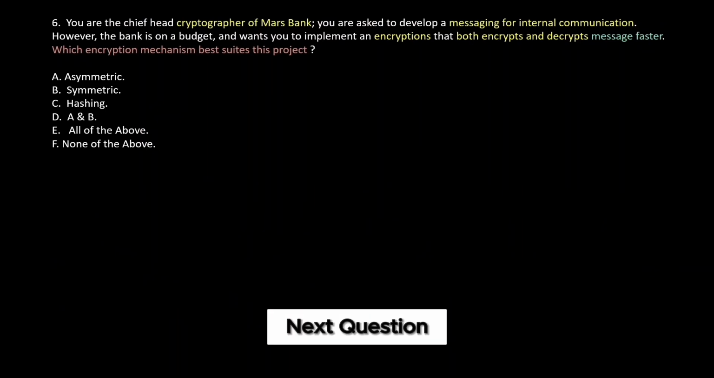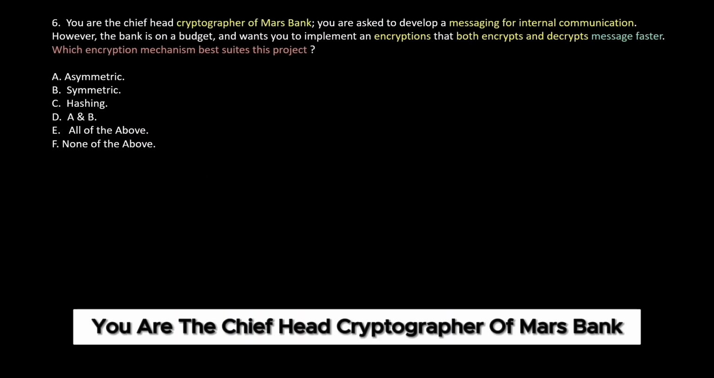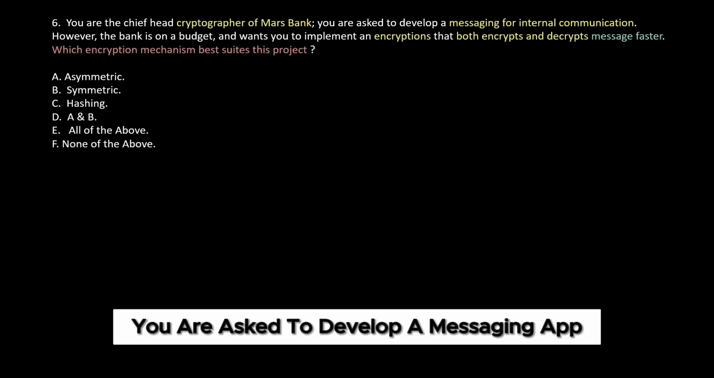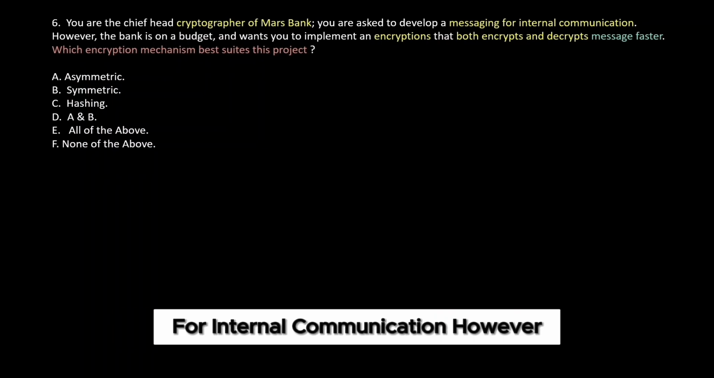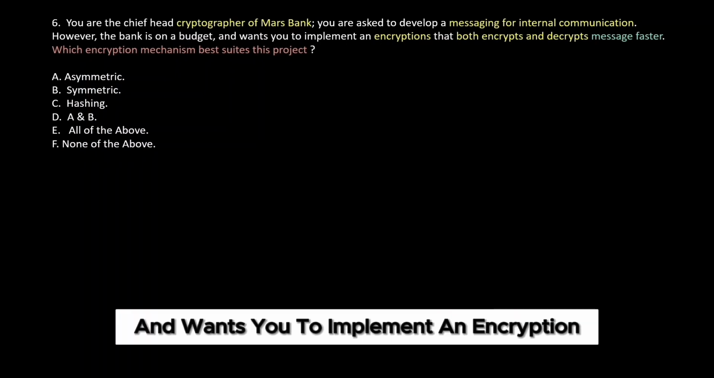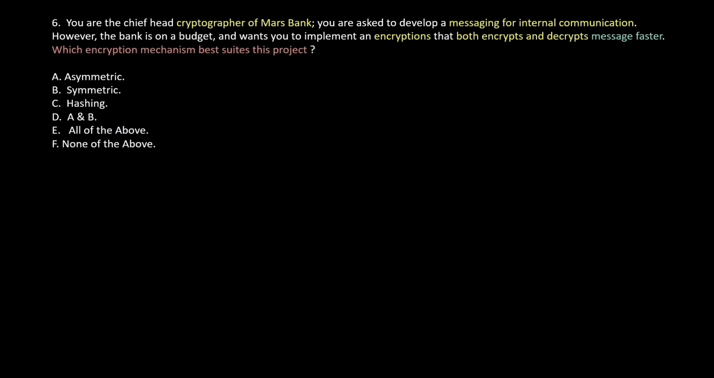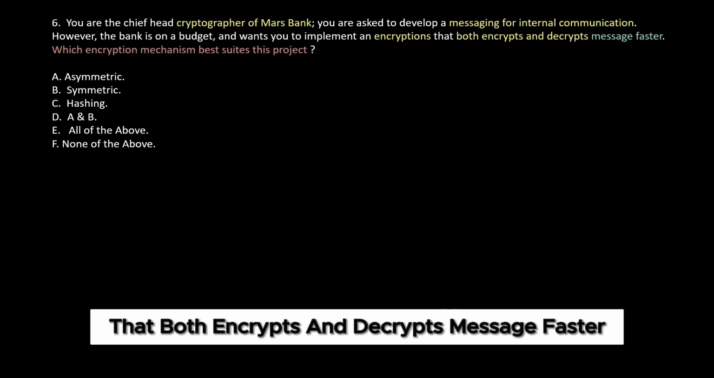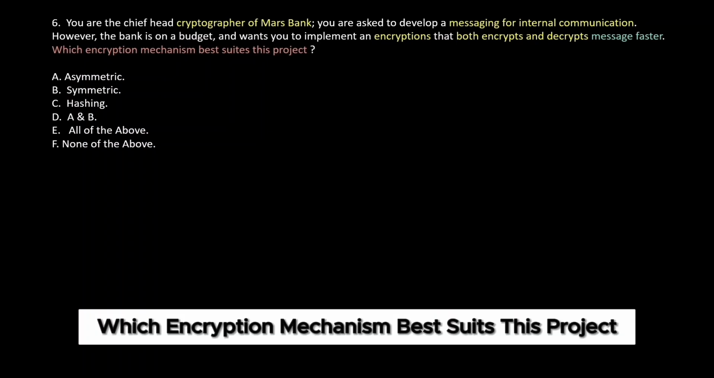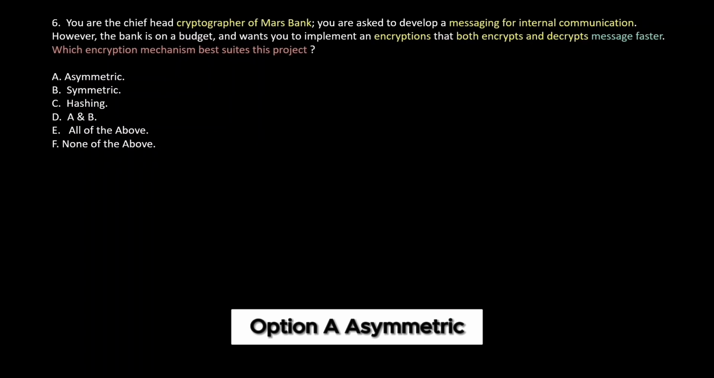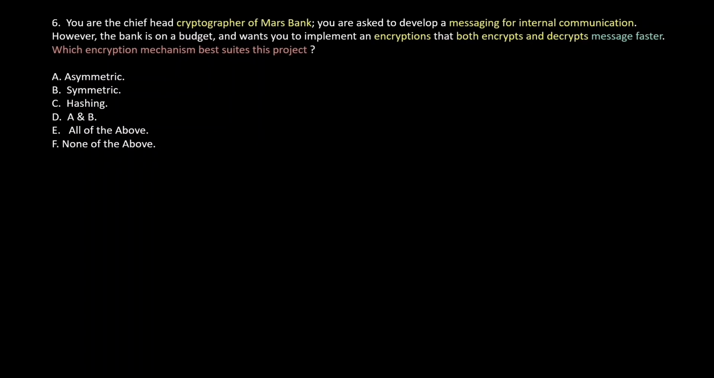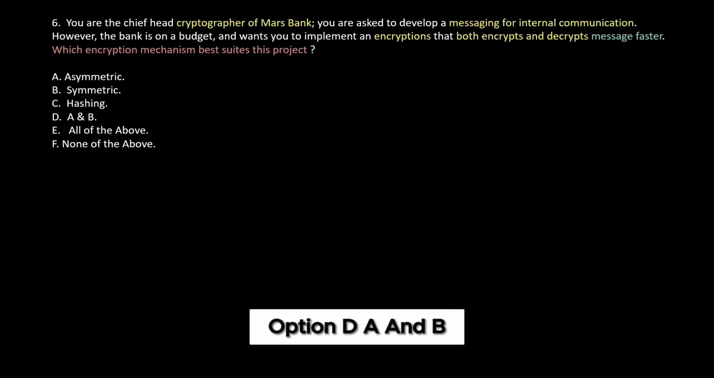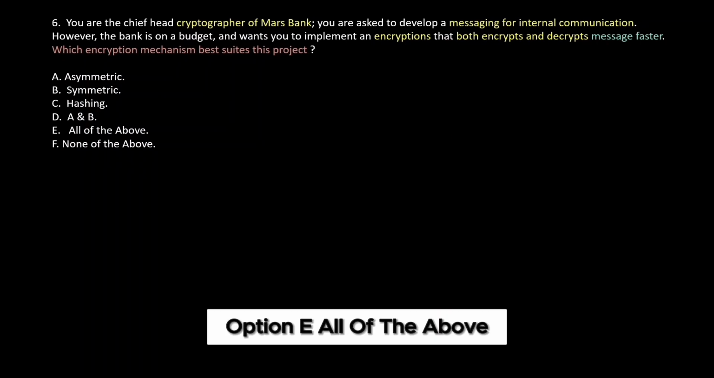Next question. You are the chief head cryptographer of Mass Bank. You are asked to develop a messaging app for internal communication. However, the bank is on a budget and wants you to implement an encryption that both encrypts and decrypts messages faster. Which encryption mechanism best suits this project? Option A, asymmetric. Option B, symmetric. Option C, hashing. Option D, A and B. Option E, all of the above. Option F, none of the above.